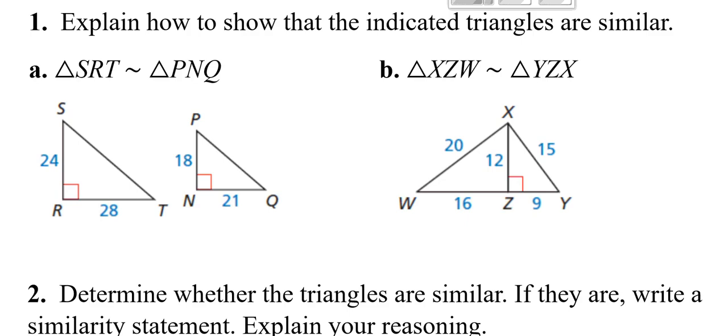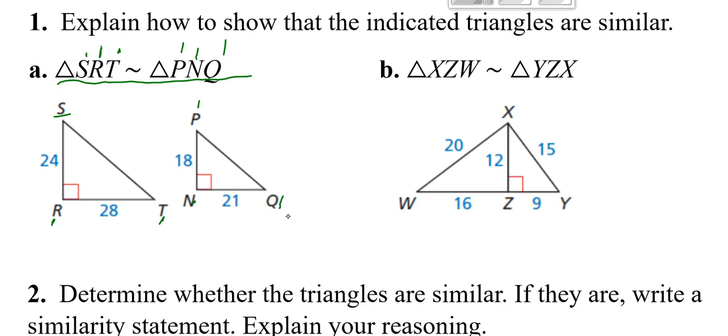So let's look at an example. How can we show the indicated triangles are similar? Notice with these similarity statements, just like our congruence statements, the order is really important. So we know that S corresponds to P because they're in the same order, R corresponds to N as well, and T corresponds to Q.